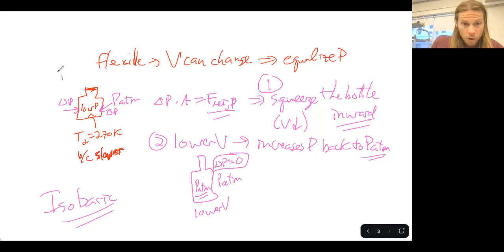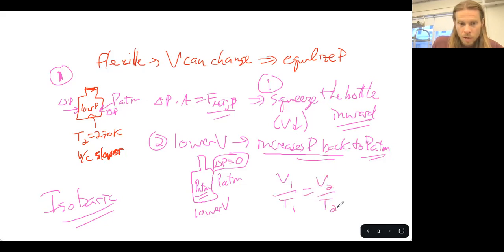So stage 1, it was slower, therefore lower pressure inside. But stage 2 is that it lowers the volume because of the lower pressure, which increases the pressure back to atmospheric pressure. So therefore, we just have a lower volume. V1 over T1 equals V2 over T2. That is isobaric cooling. We have an isobaric cooling here.